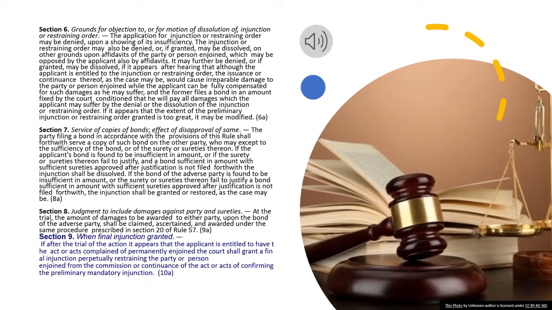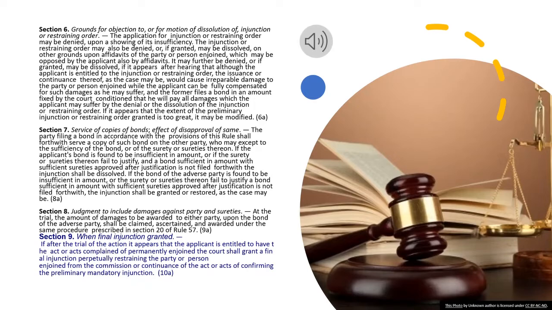thereon. If the applicant's bond is found to be insufficient in amount, or if the surety or sureties thereon fail to justify, and a bond sufficient in amount with sufficient sureties approved after justification is not filed forthwith, the injunction shall be dissolved. If the bond of the adverse party is found to be insufficient in amount, or the surety or sureties thereon fail to justify, a bond sufficient in amount with sufficient sureties approved after justification is not filed forthwith, the injunction shall be granted or restored, as the case may be.